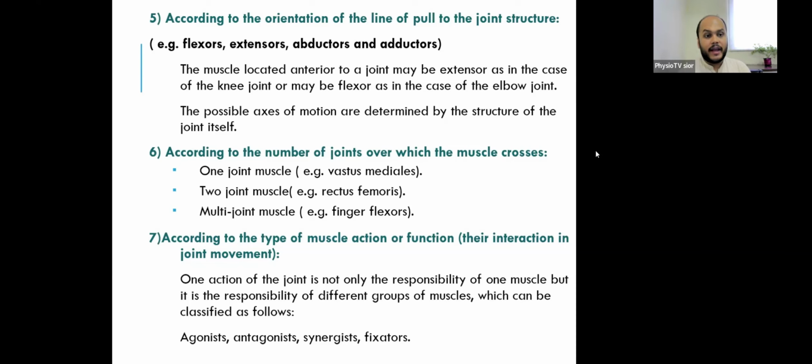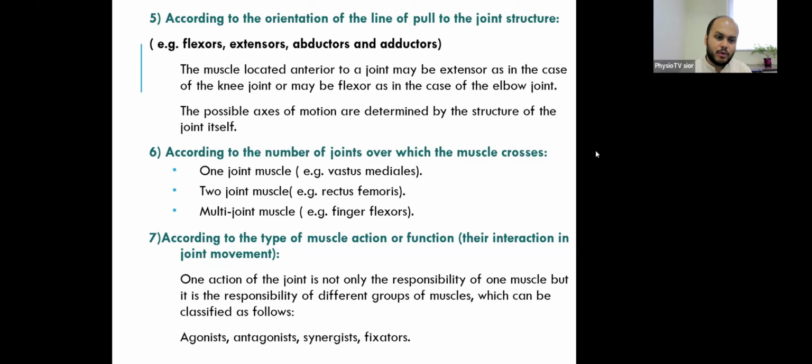Moving on from there, the next classification is according to the number of joints a muscle crosses. Single joint muscles are, for example, the vasti or the soleus. The vasti are the vastus intermedius, vastus lateralis and vastus medialis, as you can see on the screen. So these are the one joint muscles. The two joint muscles are, say, the rectus femoris or the gastrocnemius.